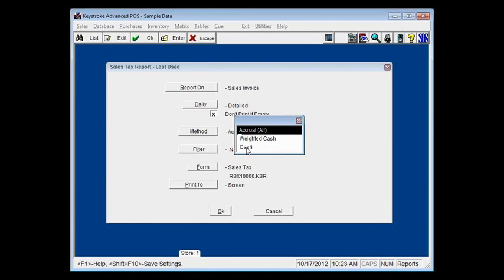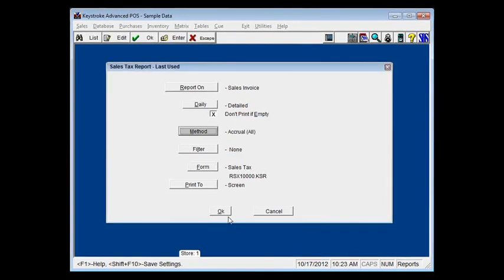Cash is a little bit different. It works for that $10,000 item. You will only be liable to pay the sales tax when that whole $10,000 invoice is paid off.